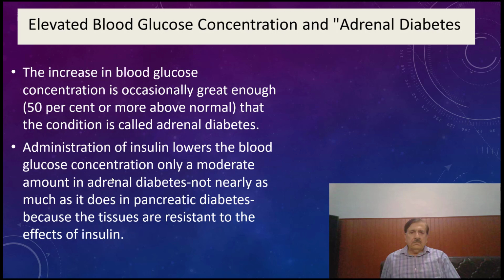Administration of insulin lowers the glucose concentration only a moderate amount in adrenal diabetes, not nearly as much as it does in pancreatic diabetes, because the tissues are resistant to the effect of insulin. When there is pancreatic diabetes, the pancreas is not producing insulin, and when insulin is injected, it reduces the blood glucose level. But in case of adrenal diabetes, administration of insulin does not reduce the blood glucose as efficiently as it does in pancreatic diabetes.